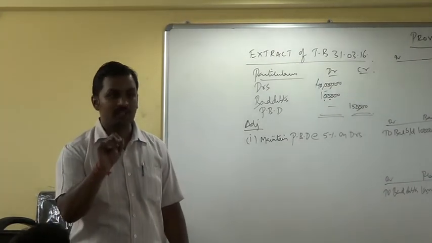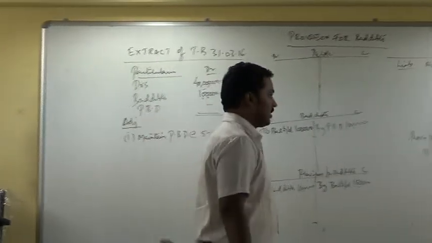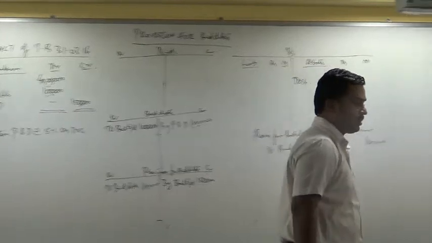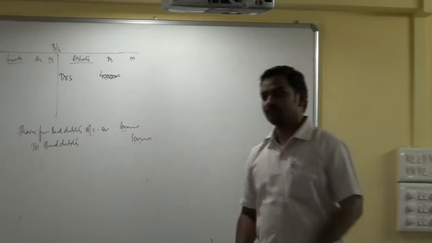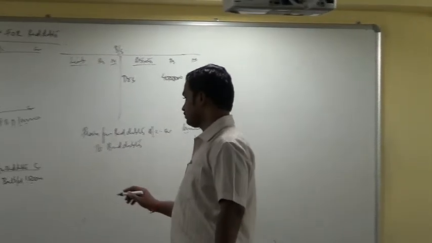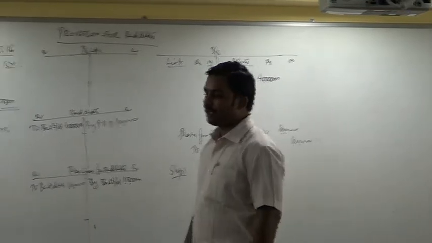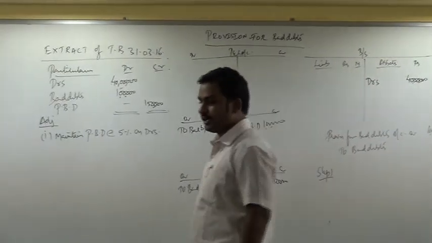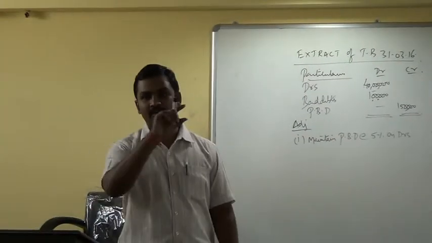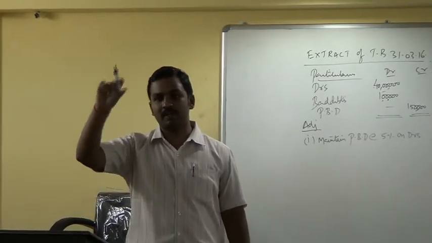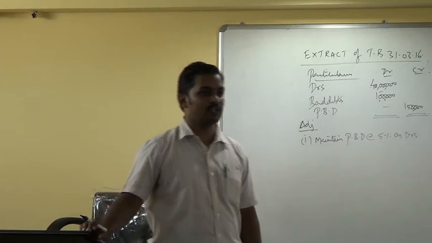Now I think I have already taught you a working note on how to calculate the amount to be debited or credited to the P&L account. Write down. Working note. Calculation of the amount to be debited or credited to the P&L account to maintain necessary provision. Write down the heading of the working note.